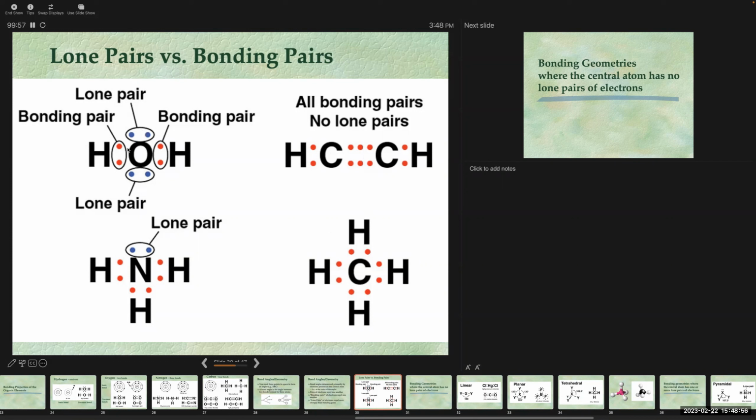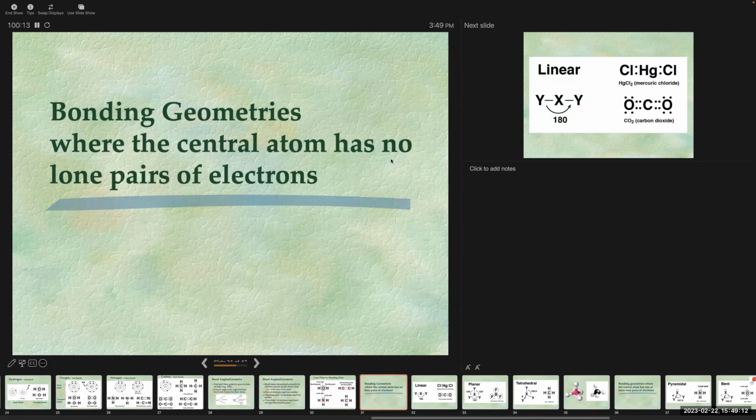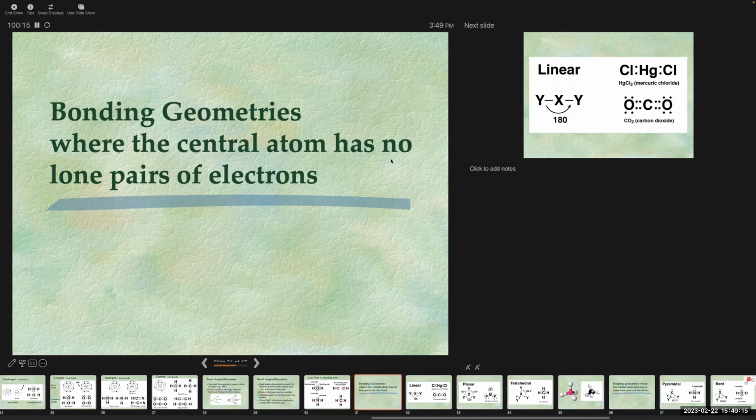So sometimes you have lone pairs on the central atom, such as we see with the oxygen here in the water molecule and the nitrogen in NH3. And other times you have all bonding pairs, no lone pairs on the central atom. So let's see how this influences bonding geometries. First, I'm going to show you some examples where the atom in the center, the atom in the middle, has no lone pairs. Remember, it's the arrangement of electrons around the central atom that really dictates bond angles.